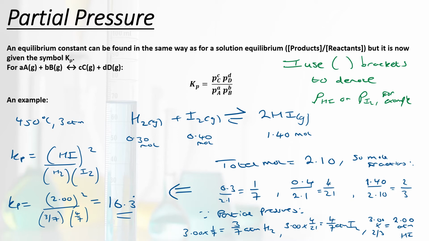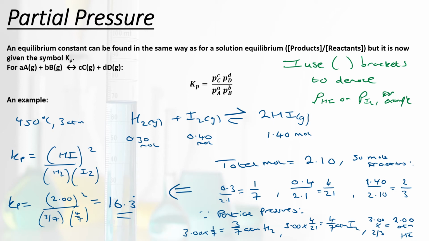Now, like when we had our Kc expression, we had to work out the units for Kc. And we did this by simply looking at our Kc expression, looking at how many concentrations we had on the top, how many concentrations we had at the bottom, working out how many mole per decimeter cubed units that was, and then cancelling out. We can do the same thing with Kp.